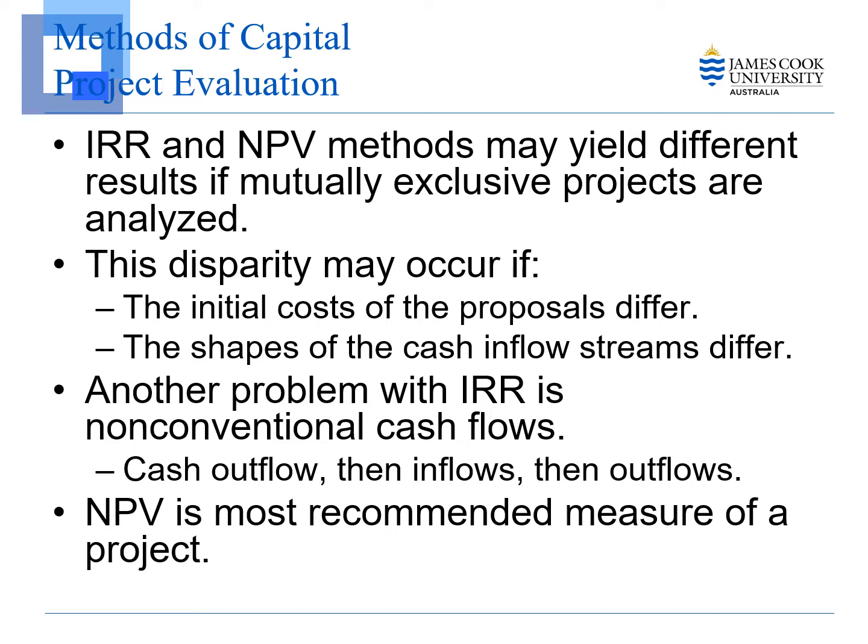So this disparity might occur if the initial cost of the proposals differs, or the shape of the cash inflow streams differs. Okay, and sometimes when we are using IRR, we might end up having more than one IRR. This is a particular case if we are assessing a project with non-conventional cash flows. So in practice, NPV is the most recommended method to assess a project.